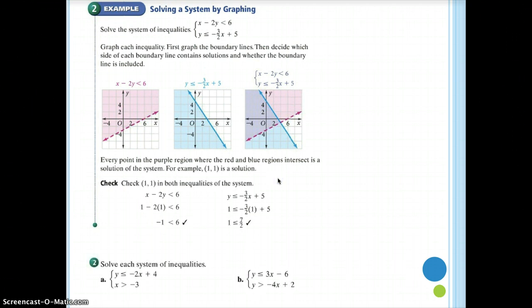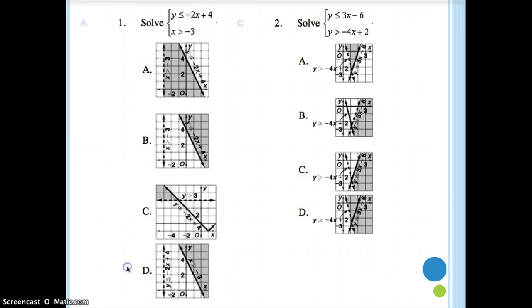All right, now I would like for you to try these on your own, and as a heads up, this is a vertical line here. Vertical line, we're going to shade left or right, not up or down. And here are the answers. Number 1, the answer was A. 2, the answer was C.